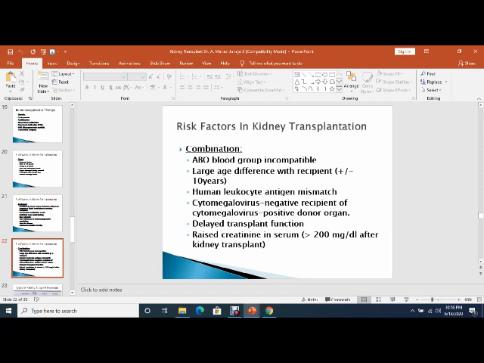Now, what are the risk factors in kidney transplantation? This slide shows the combination in the donor as well as the recipient: ABO blood incompatibility, large age difference with the recipient, meaning plus or minus 10 years, HLA antigen mismatch, cytomegalovirus negative recipient versus cytomegalovirus positive donor, delayed transplant function, and rising serum creatinine after kidney transplantation.